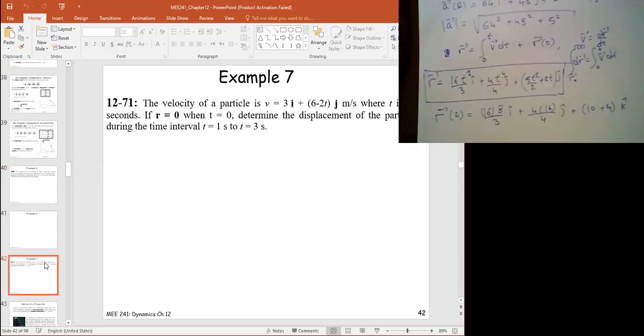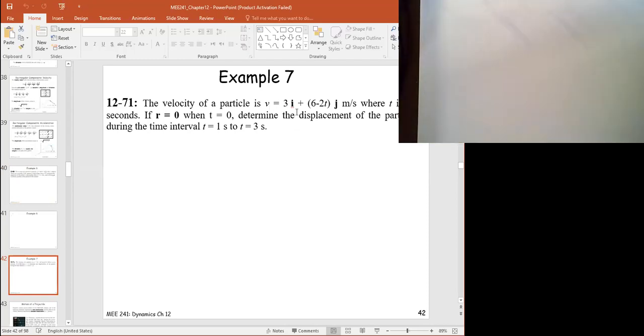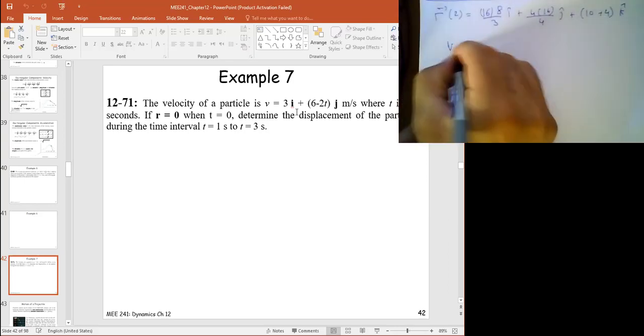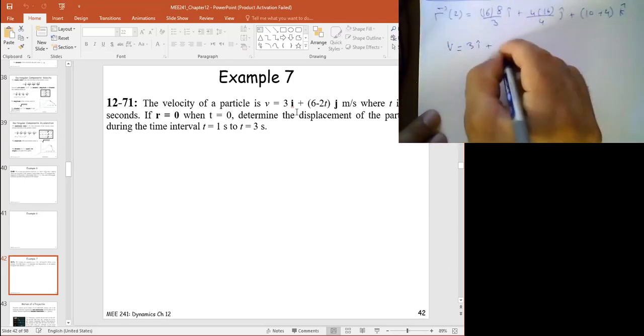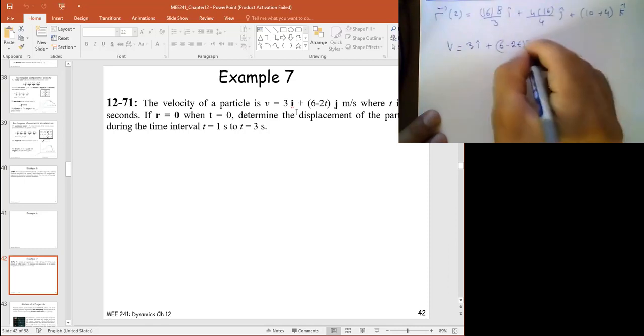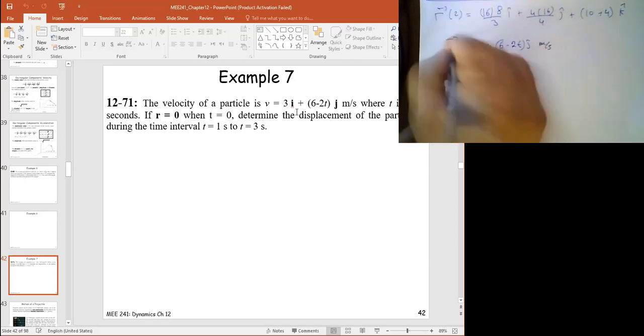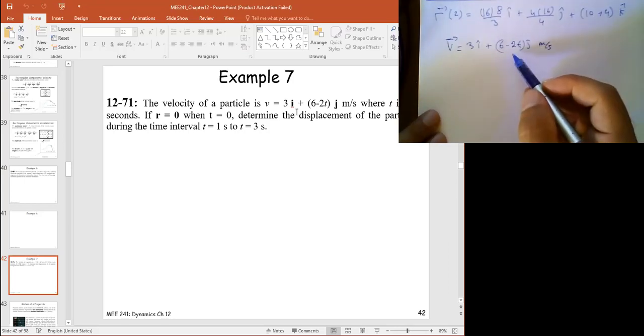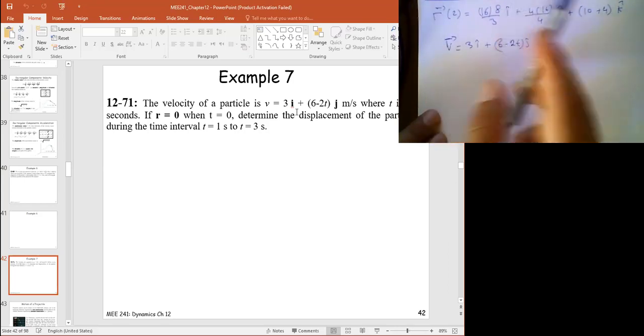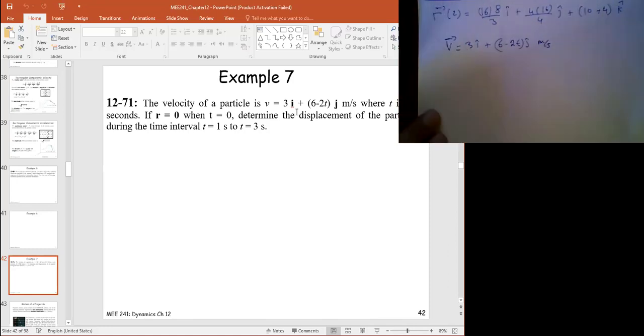Okay, very good. So let's jump into another example. Here, the velocity of a particle is given as v is equal to 3i plus (6 minus t)j, in meters per second. We need to find the displacement of the particle during the time interval from t equal to 1 to t equal to 3, right? If I gave you the velocity, I need to know how much displacement the particle traveled between t equal to 1 and t equal to 3 seconds.